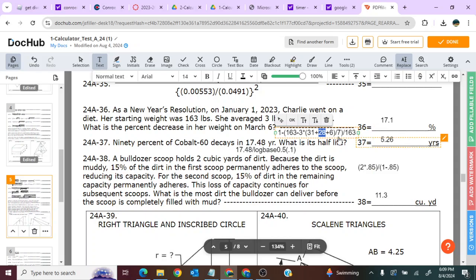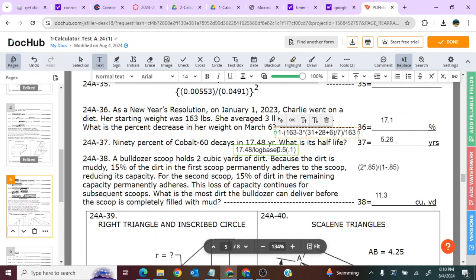Because of that, you have to subtract 3 pounds lost per week, add up all the days, divide the days by 7, and convert to weeks. And then that will get you her new weight. You divide by 163 and subtract that from 1 to find the percent decrease. And I forgot to write, but you have to multiply by 100 to get a percent. So you get 17.1%.